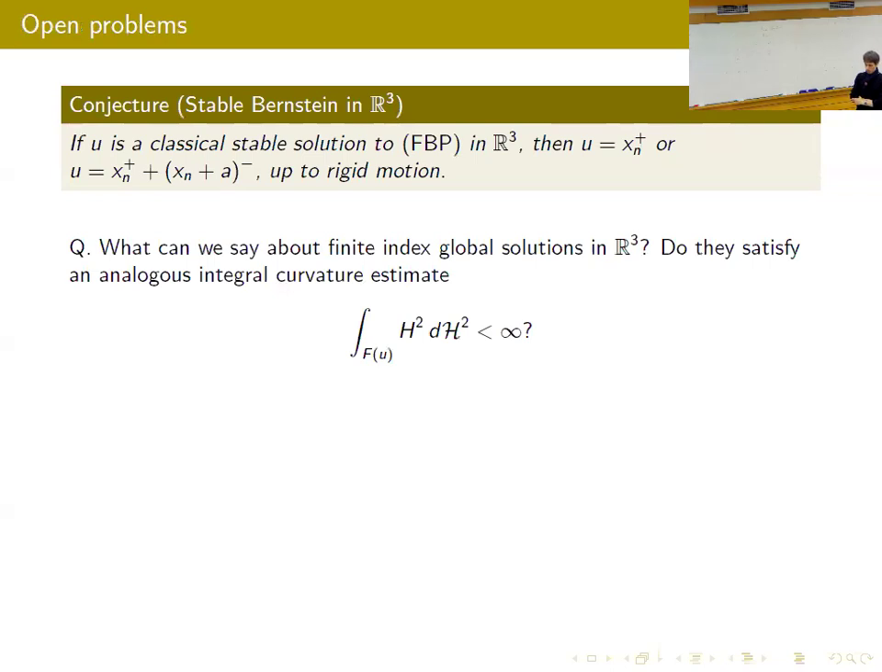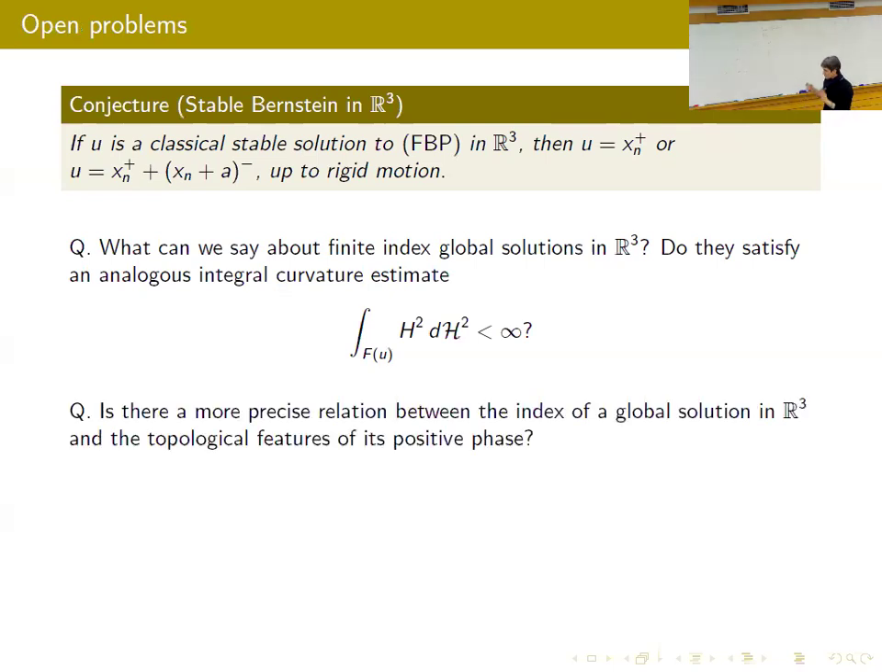So what about just global finite index solutions in R3? Well, going one dimension higher. We proved in dimension 2 that the integral of the mean curvature was bounded. In 2 dimensions, this is the scale invariant quantity. In 3 dimensions, the scale invariant quantity is the integral of mean curvature squared. Does there exist an analogous total curvature bound for global solutions of finite index?